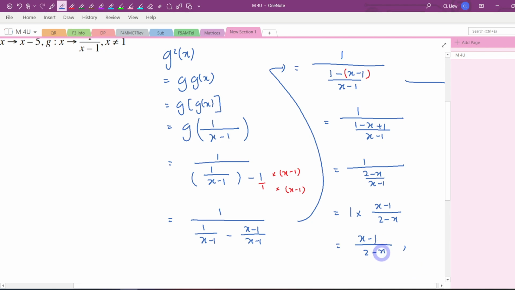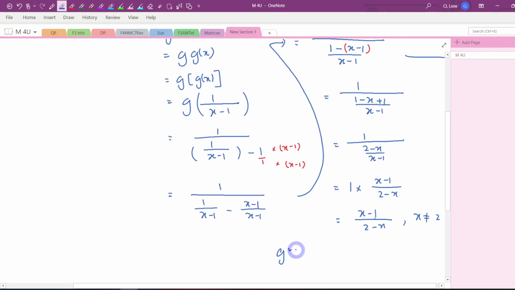Since the x is at the denominator as well, therefore we need to write the conditions. So x is not equal to 2, because when x is equal to 2, the denominator will become 0, which will make this function become undefined. So this composite function maps x to x minus 1 over 2 minus x, and x is not equal to 2.